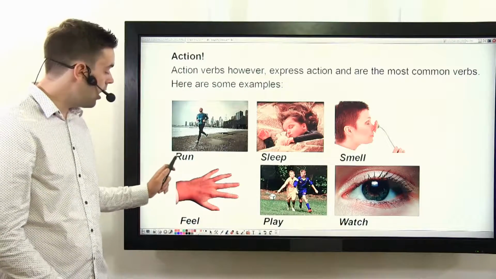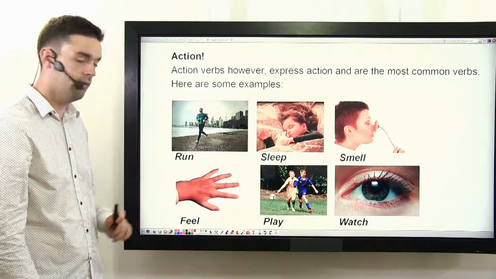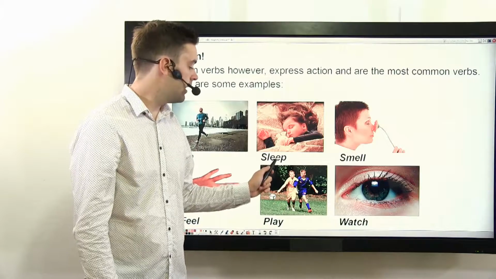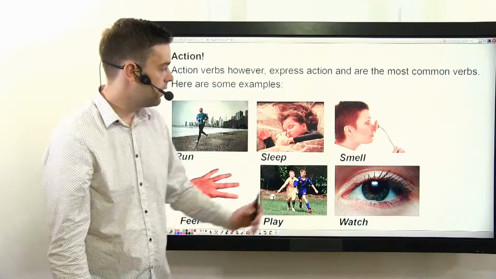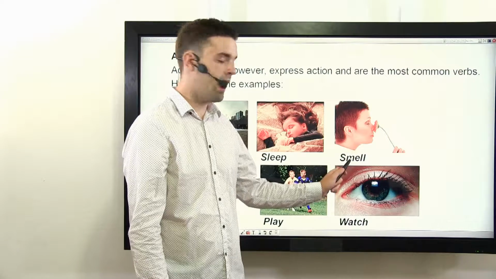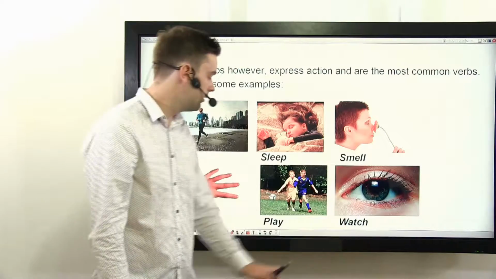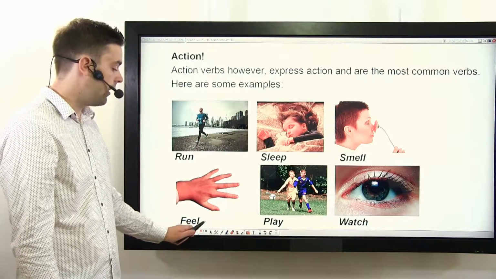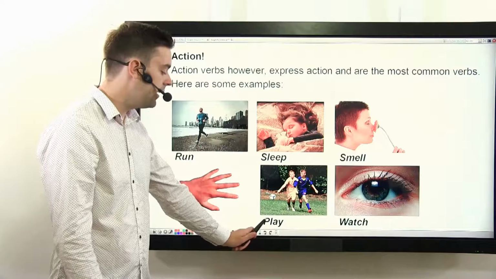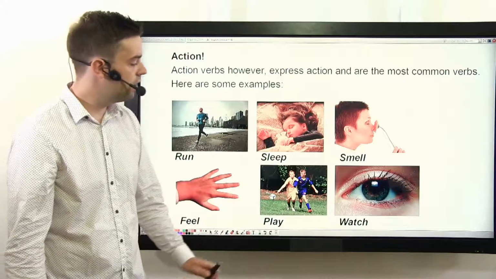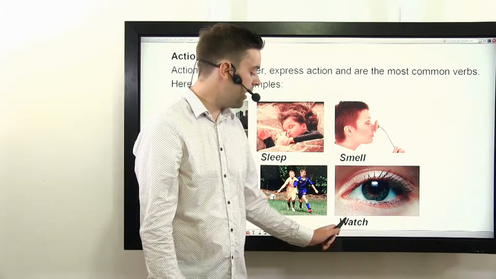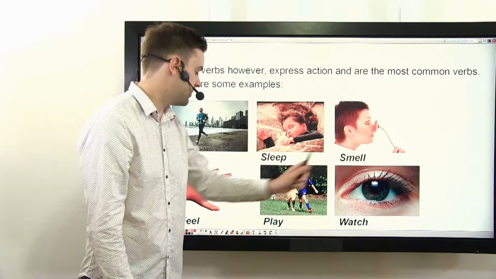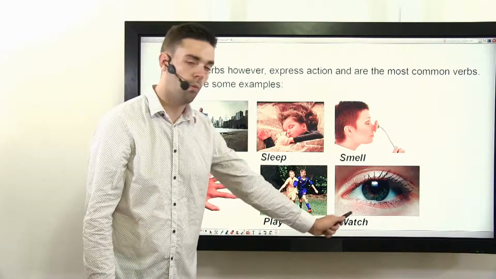So run, R-U-N, sleep, S-L-E-E-P, smell, S-M-E-L-L, feel, F-E-E-L, play, P-L-A-Y, watch, W-A-T-C-H. Run, sleep, smell, feel, play, watch.